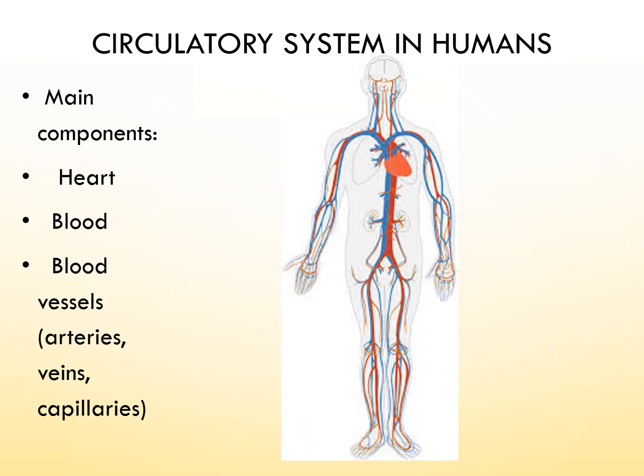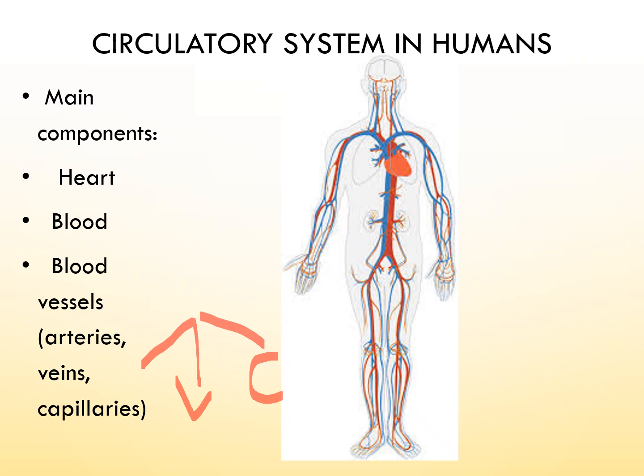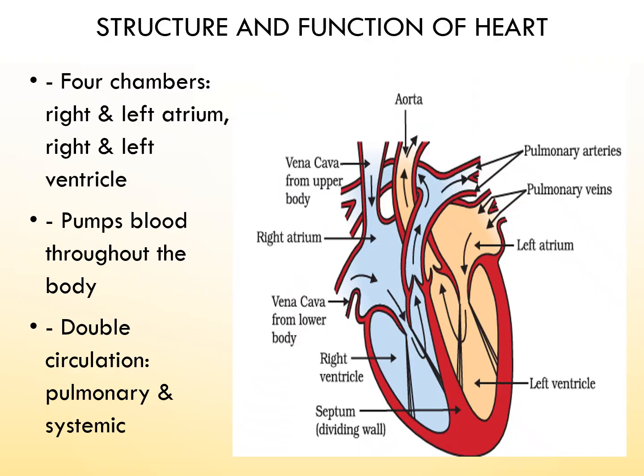Moving ahead. So what is the circulatory system? Before we begin with anything, let us understand the components of the circulatory system. The circulatory system basically consists of the heart, which is the primary organ. We have blood and the blood vessels. These blood vessels are of three types: arteries, veins and capillaries. So what are these arteries, veins and capillaries? We will understand this in the forthcoming slides.